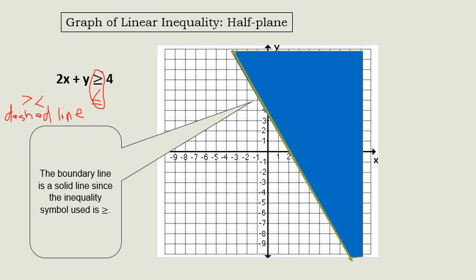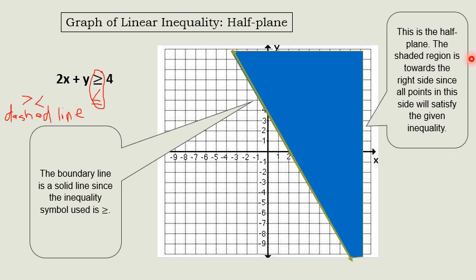Now for the half plane, this is the half plane, the blue. The shaded region is towards the right side since all points on that side will satisfy the given inequality. So this blue color is the solutions of the given inequality. So take note, if you get the points here, that is the solution for the linear inequality.